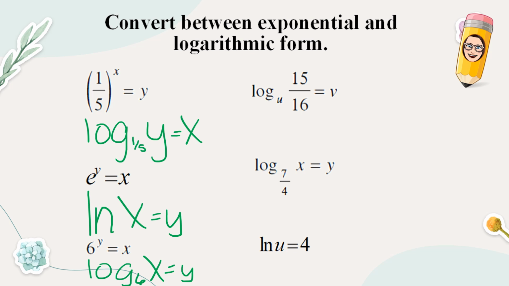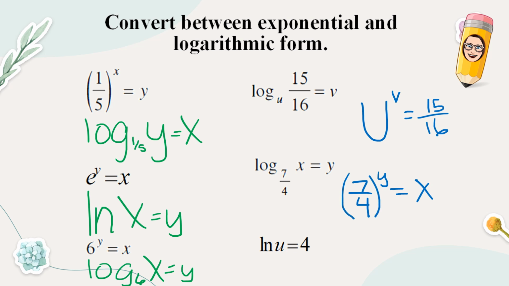Let's do the opposite. Let's convert from log to exponential. The base becomes the base. The answer becomes the exponent. Therefore, what's remaining is my answer. The base becomes the base. The answer becomes the exponent. Therefore, what's remaining? Now, if you have a fractional base, please use parentheses. That's required. Otherwise, that y looks like it's only to the 7th. So make sure you have that written with parentheses.